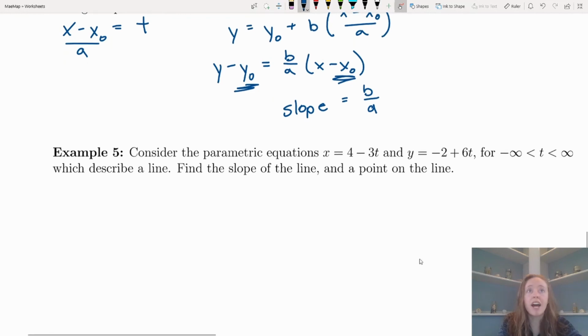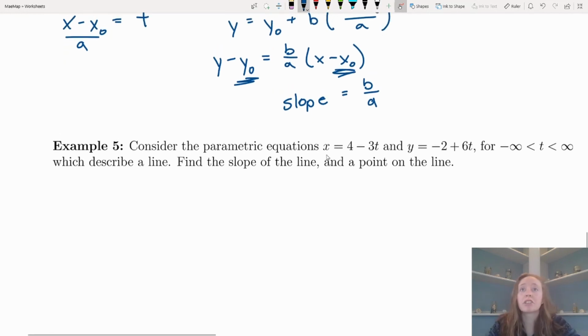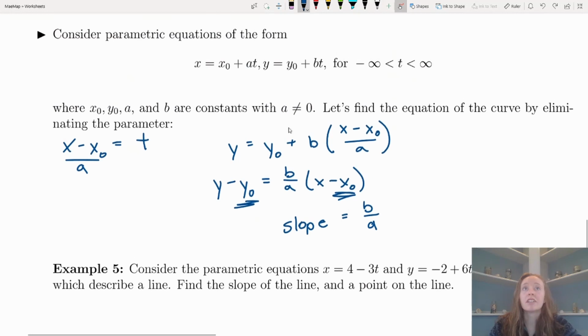So let's do example 5. Considering the parametric equations x equals 4 minus 3t and y equals negative 2 plus 6t, we're going to find the slope and a point on the line. Well, right away, remember x naught plus a times t, so I know that my x naught is equal to 4 and my a is negative 3. y is y naught plus b times t, so my y naught is negative 2 and my b is a positive 6.